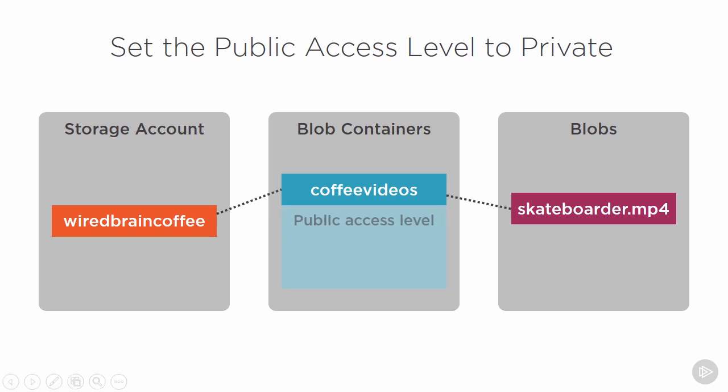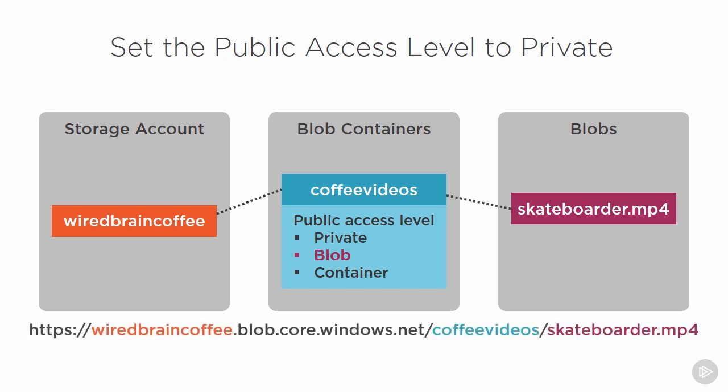On the Coffee Videos container, we have set the public access level to blob, which means that anonymous users can access a blob like the skateboarder MP4 file via the blob URL. That URL is part of the HTML code generated by the ASP.NET Core web application, and anyone could use that URL in their own website.